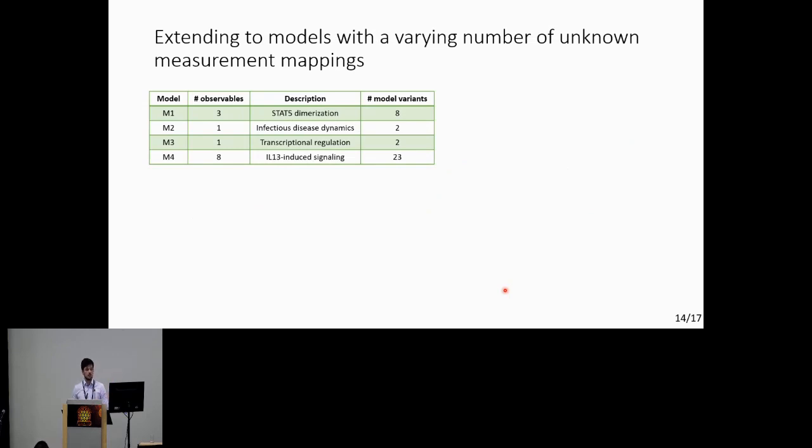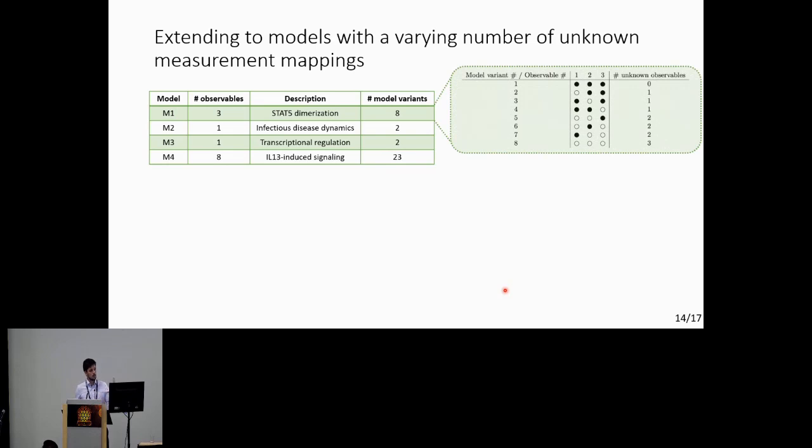So the last question. For the performance study, we're going to extend to models with a varying number of unknown measurement mappings, because we want to see how it performs if it knows a couple, or if it knows only one measurement mapping and so on. So we want to see how it does on models that have a varying number of these unknown measurement mappings. For instance, for the model M1, we have 8 model variants. This corresponds to each of the mappings being either known or unknown, right?